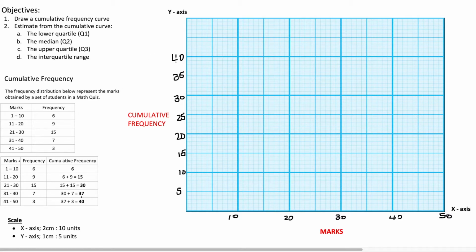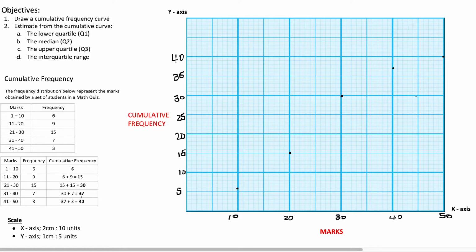Now, all we have to do here is to plot the marks with their corresponding cumulative frequency. So the first one, we're going to have 10 to 6. So we go to 10 and we go up to 6 units. Then for 20, it is 15. For 30, we go up to 30. And for 40, we are going up to 37. And for 50, we go up to 40, which is the highest value in the cumulative frequency.